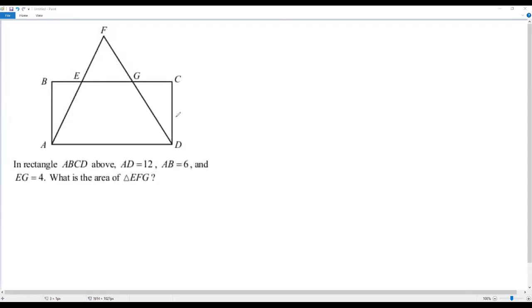Here we have a SAT math problem. Okay, let's go to the question. In rectangle ABCD above, AD equals 12, AB equals 6, and EG equals 4. What is the area of triangle EFG?